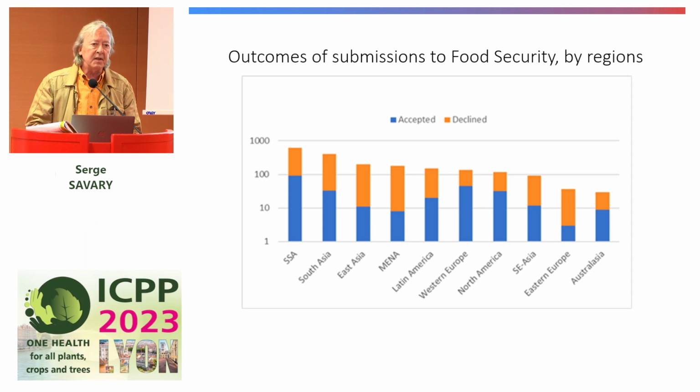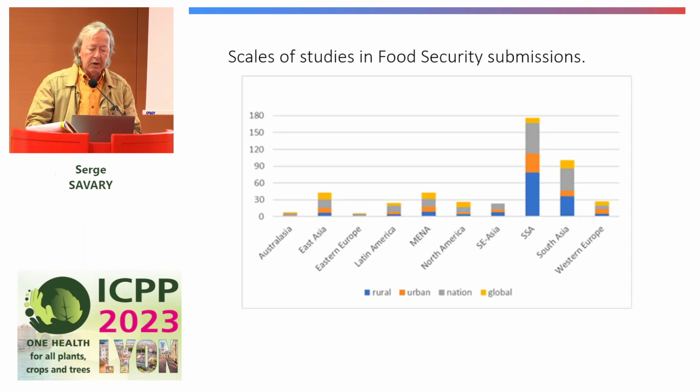It's a log scale on the left-hand side. So it means that SSA is very, very big, much bigger than the others. South Asia comes next, et cetera. There are differences. You can elaborate on this.